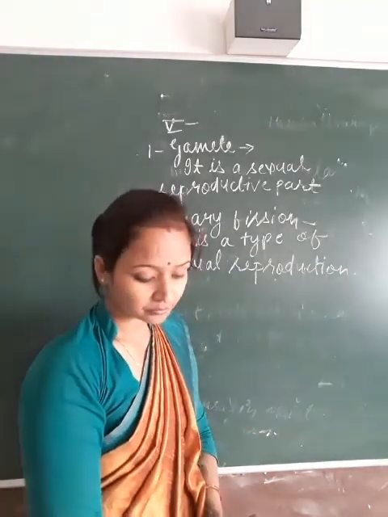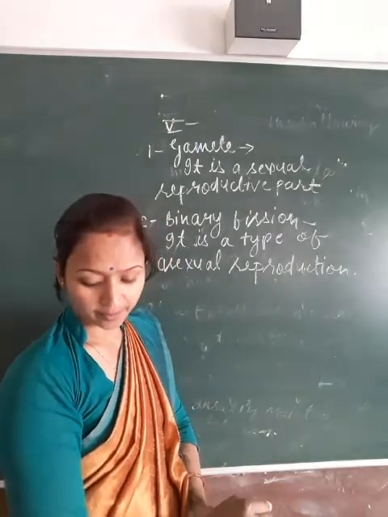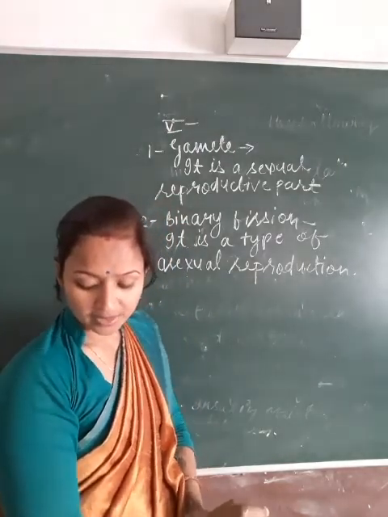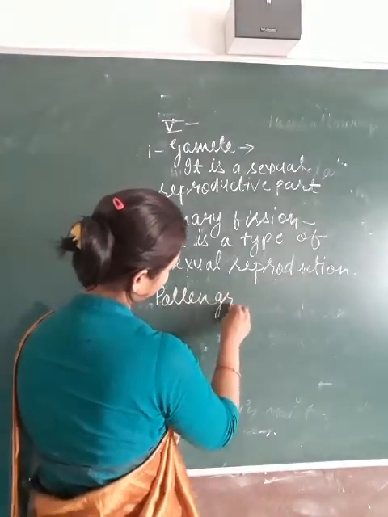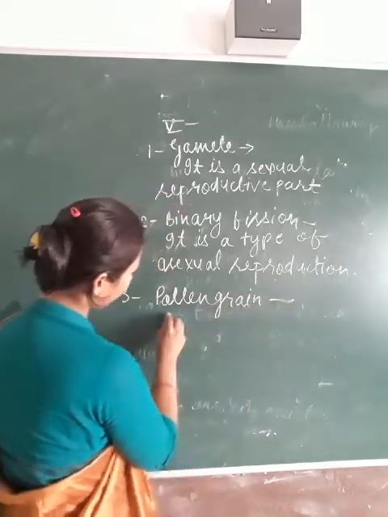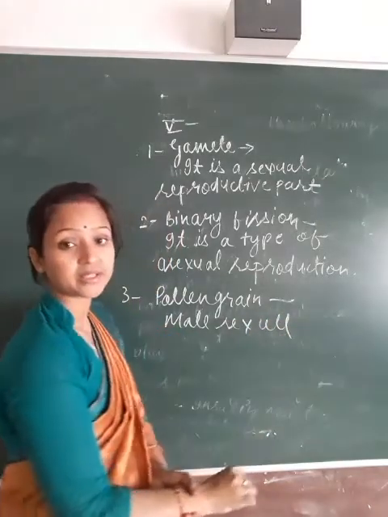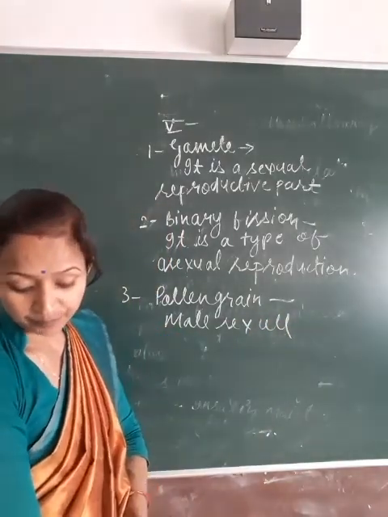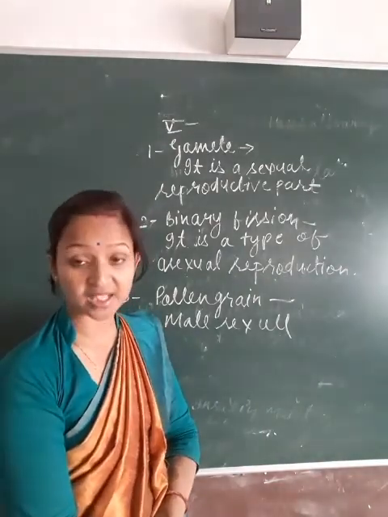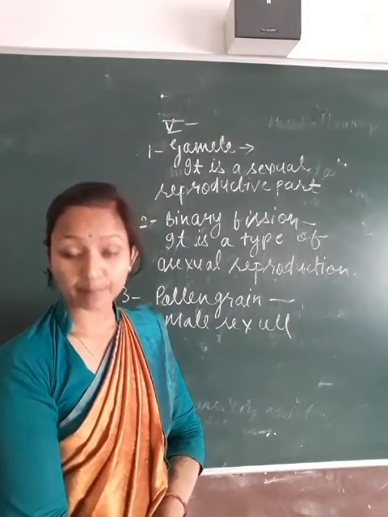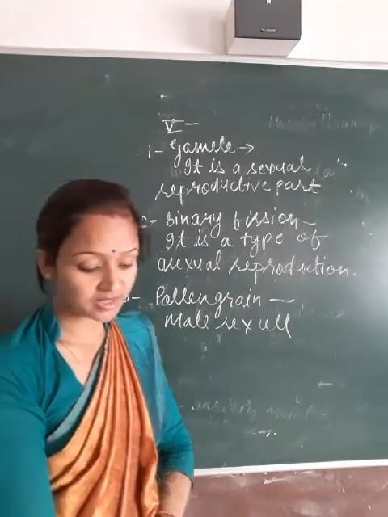Third one is ovary, stigma, style, pollen grain. Pollen grain is the odd one. It is the male sex cell. Others are the female reproductive parts. Ovary, stigma, style are the female reproductive parts, and pollen grain is the male sex cell. So this is the fifth one.